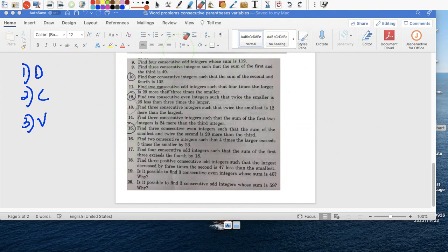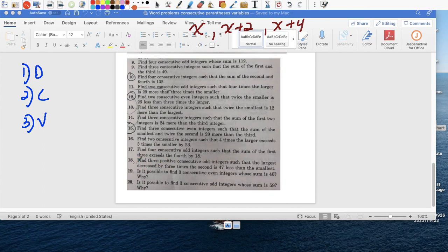What was that, 17? 18 is next. Find 3 positive consecutive odd integers. So again, x is my first one, x plus 2 is my second odd, and then x plus 4 is my third odd. Okay, so I identify my 3 odd integers, and then I'm ready to set up my equation.